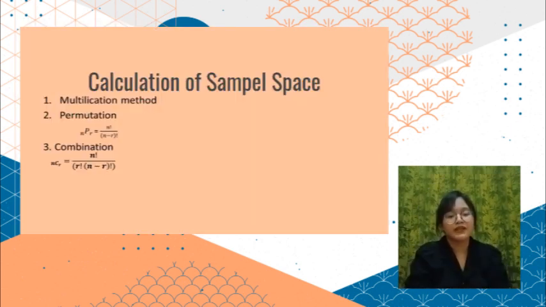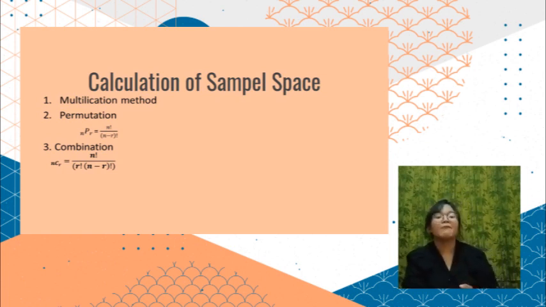Calculation of sample space. Number 1. Multiplication method. The multiplication method is used when one event produces several possibilities. Number 2. Permutation. Permutation is used when the order of the arrangement of objects distinguishes the meaning of the arrangement. Number 3. Combination. Combination is used when the sample and the result are taken from the objects without regard to their arrangement.